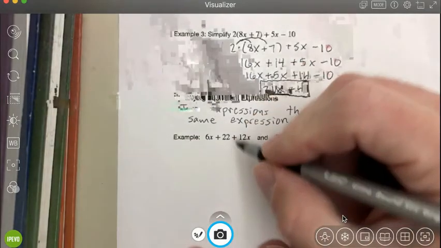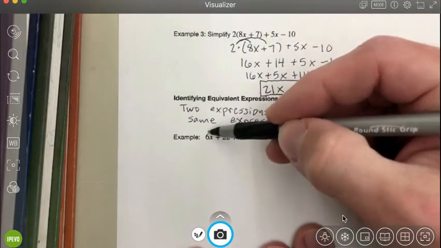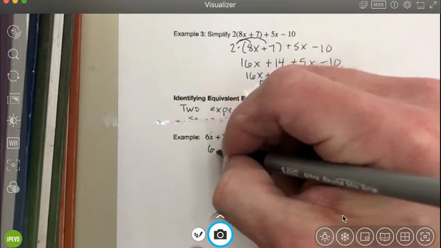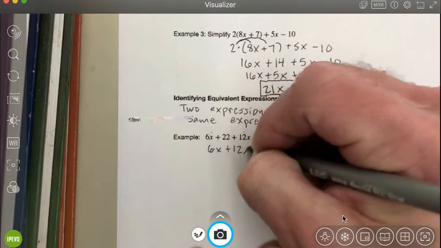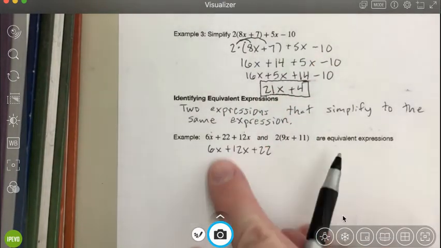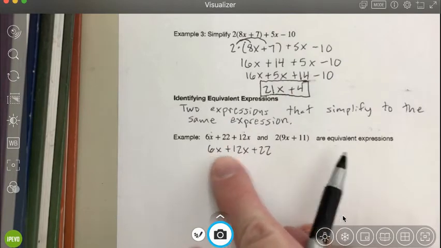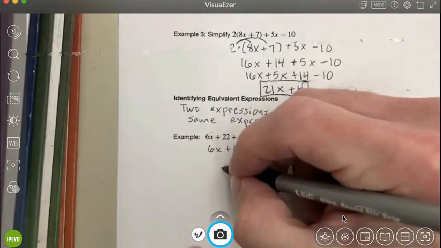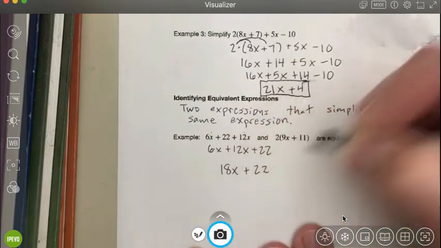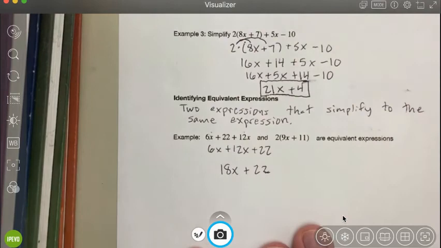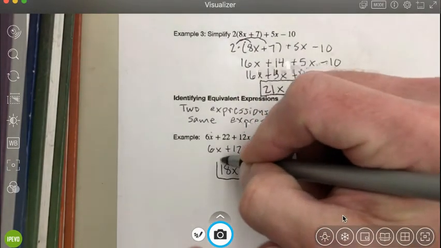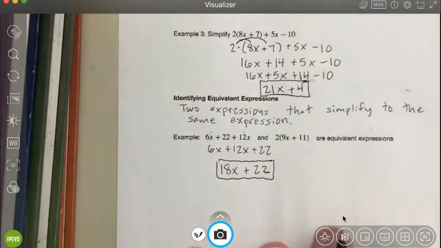So I see I have two like terms in here, the 6x plus the 12x. So just like before, I'm just going to put those in an order that makes more sense to me. And so 6x plus 12x plus 22. I know I can combine the 6x and 12x. The 22 had no like terms, and so that one simplifies to just 18x plus 22.